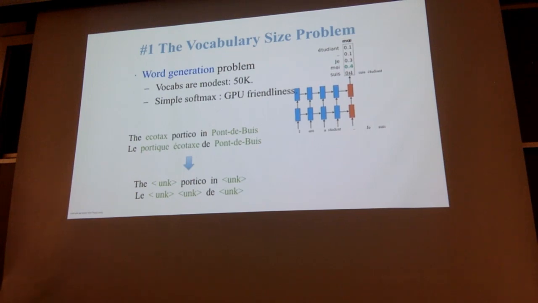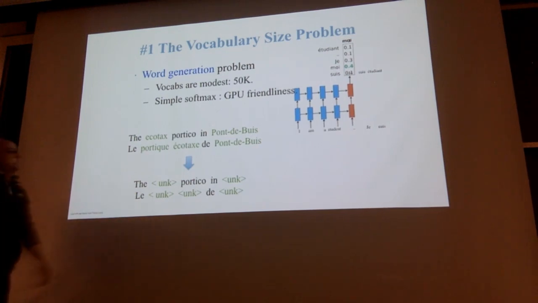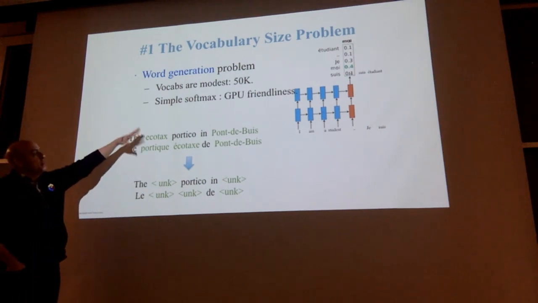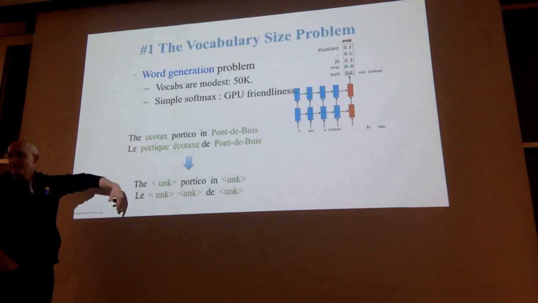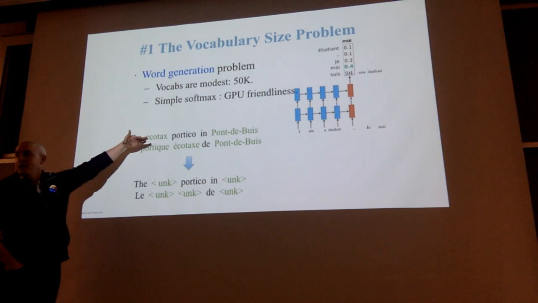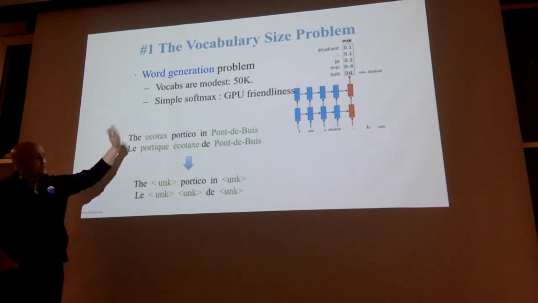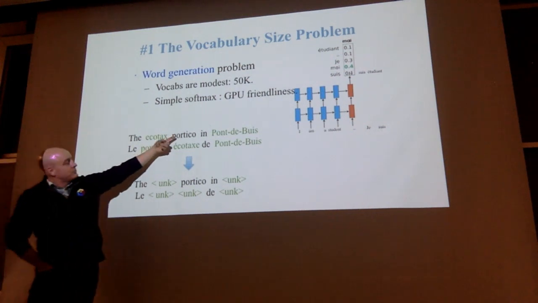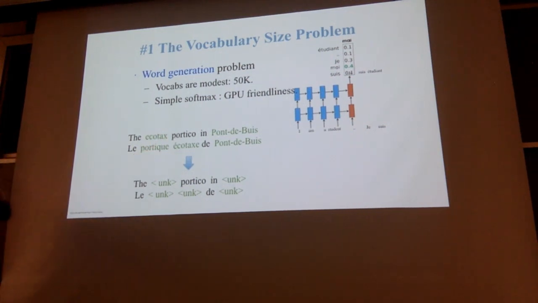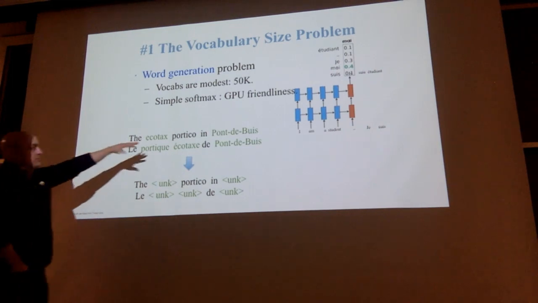But the point here that this is illustrating is that there are a lot of rare words here, right? We don't talk about ecotax very often. We don't talk about porticos or portiques or whatever, although apparently this wasn't rare in English, which seems weird. And then this location is rare.